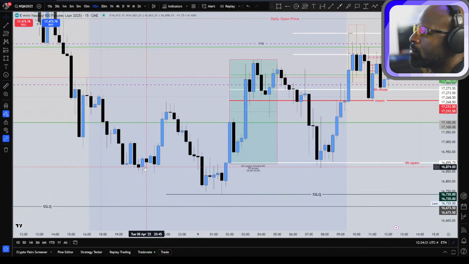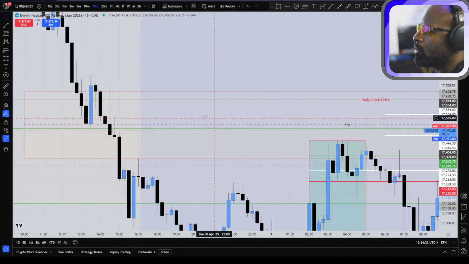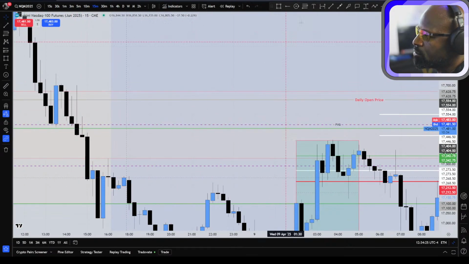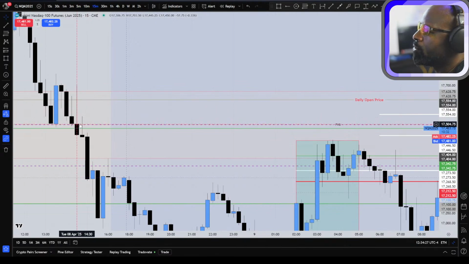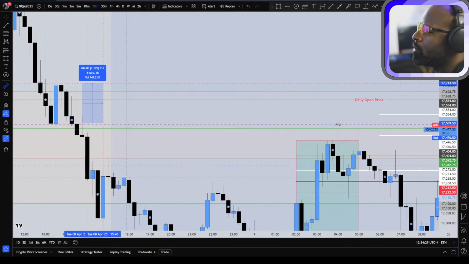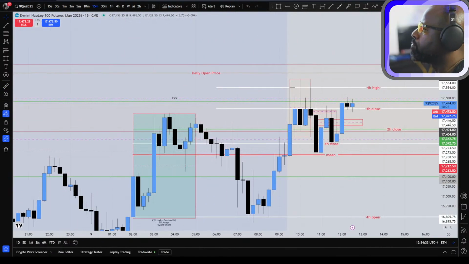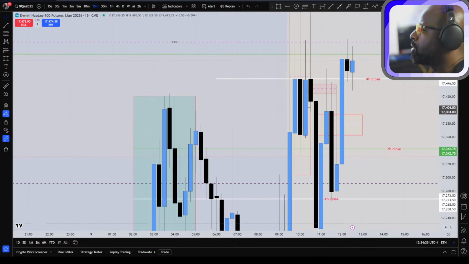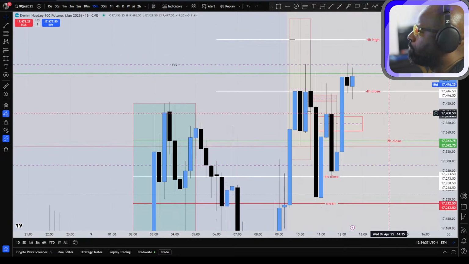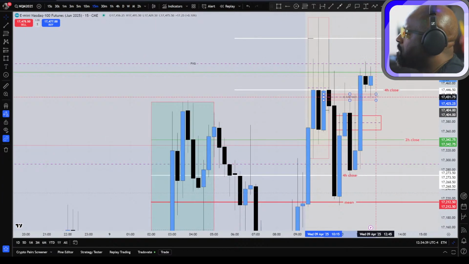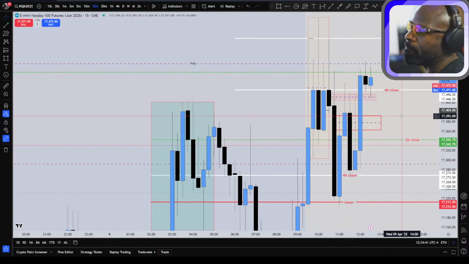You can look in the pre-market, look yesterday. And what I'm saying is, you can measure these wicks from here to here, and that's 800 ticks, 200 handles, wick alone.